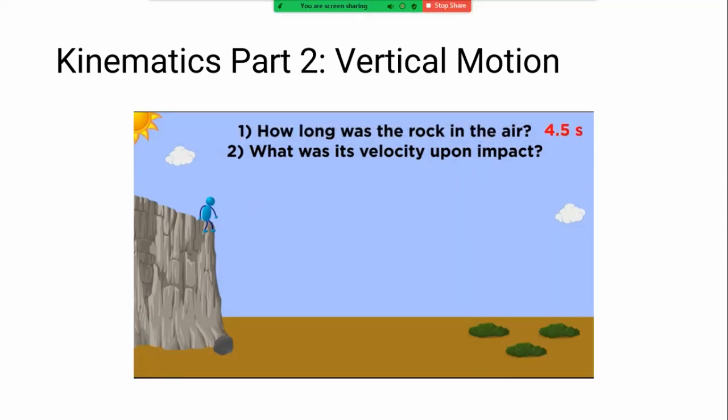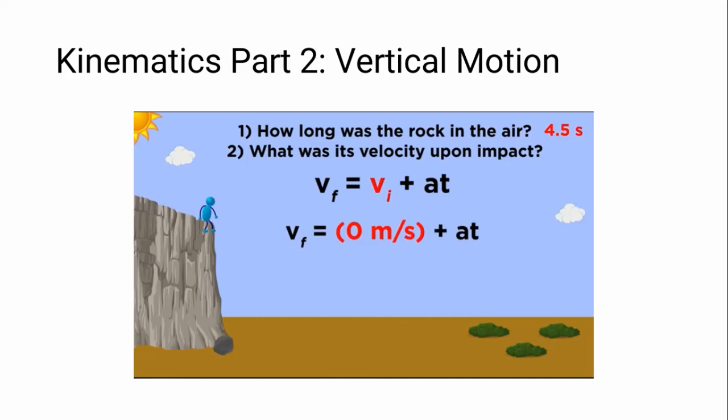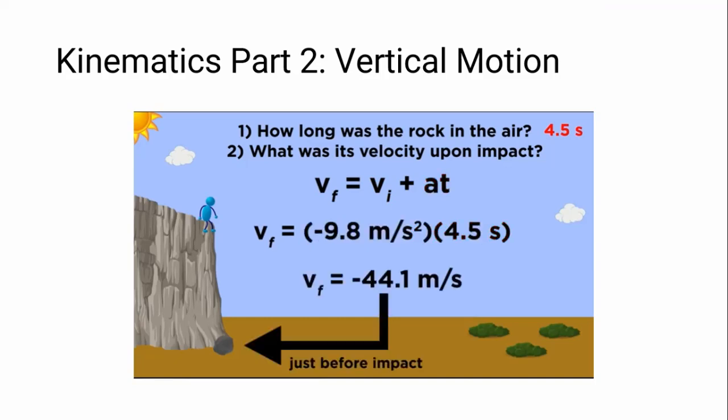Now if we want to know how fast it is going when it hits the ground, we can use this equation to solve for velocity. Again, initial velocity is 0, and we have negative 9.8 meters per second squared times 4.5 seconds, which gives us negative 44.1 meters per second at the time of impact. This value is negative because velocity is a vector, and the object is traveling in the negative direction.